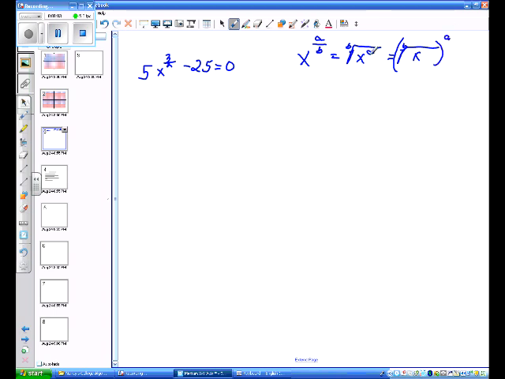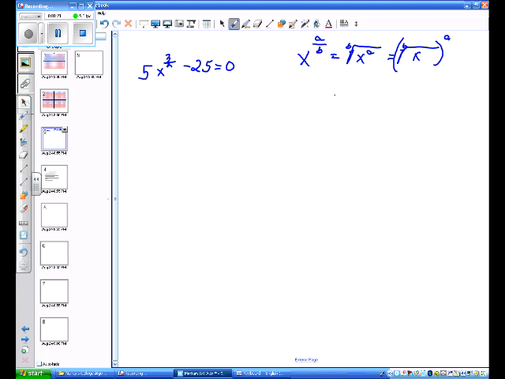Now the difference in these two is just the order that you do things in. Taking a root and raising to a power are at the same level of our order of operations. So this first one means that we raise to the power first and then take the root. This one means we take the root first and then raise to the power.